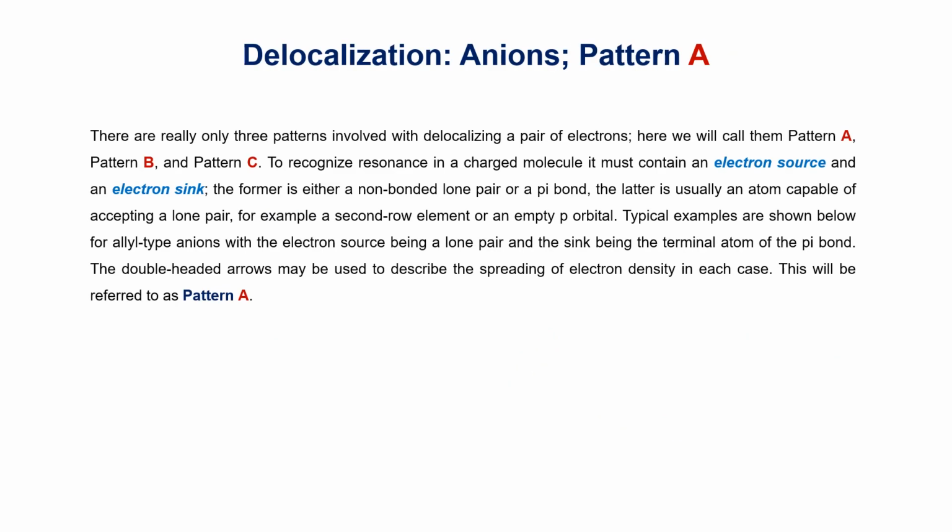There are really only three patterns involved with delocalizing a pair of electrons. Here we will call them patterns A, B, and C. To recognize resonance in a charged molecule, it must contain an electron source and an electron sink. The former is either a non-bonded lone pair or a pi bond. The latter is usually an atom capable of accepting a lone pair. For example, a second-row element or an empty p orbital.